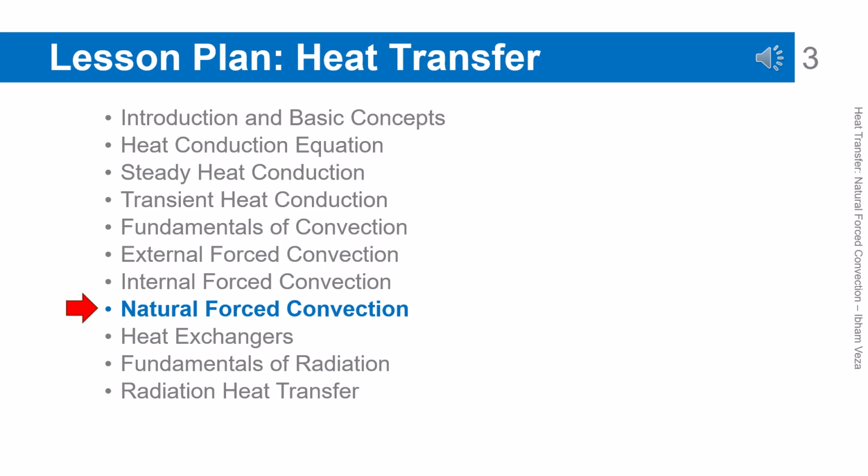Lesson Plan: Heat Transfer. This slide shows the position of natural convection within the overall structure of the heat transfer course. This topic is built on the understanding of conduction and forced convection. The chapter sequence reflects a logical progression from basic concepts to advanced applications. Natural convection acts as a bridge between pure conduction and forced convection. This structure helps students see the big picture of heat transfer learning.